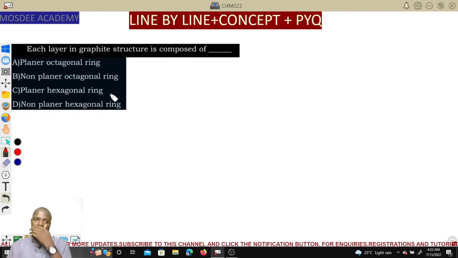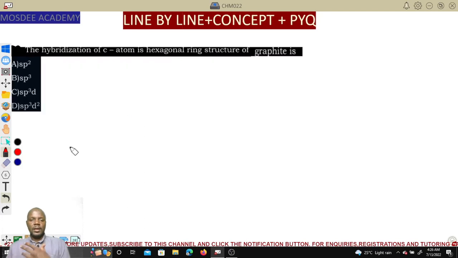Hexagonal, they are what? They are planar. So hexagonal ring, they are hexagonal in shape. I drew that because the hexagon is still here, as you can see. The next one, the hybridization of the carbon atom of the hexagonal, I told you sp2 hybridized is the answer, and that is trigonal planar.